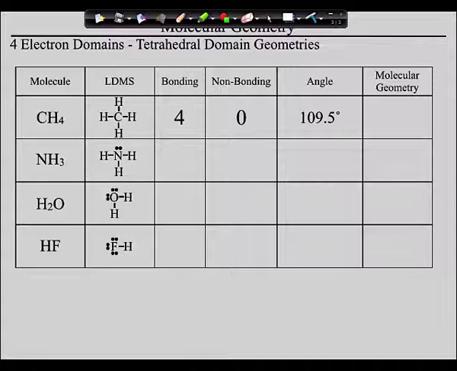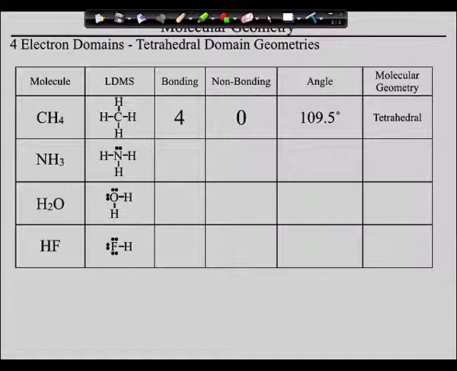109.5 degrees, and we already know the name of that. It is what is called tetrahedral. Yes. All right. So you guys good on CH4?